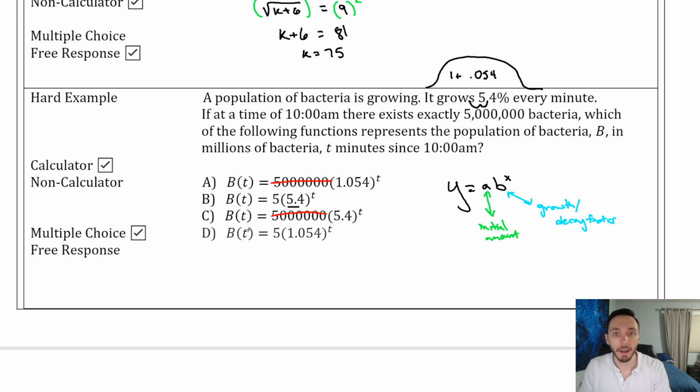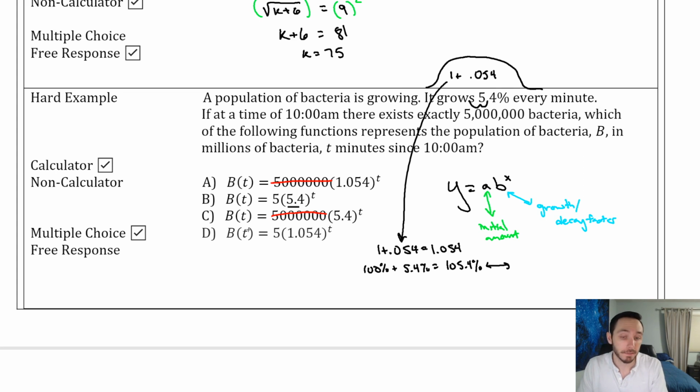So here, that's exactly what this idea is. We can think of it as 1 plus 0.054 to get a growth factor of 1.054, or you can think of it as 100%, so you are 100% of what you are with no changes, plus 5.4% to get 105.4% growth. If you write this as a decimal, this would be 1.054, which is choice D. So either way of thinking about that is the way to go.